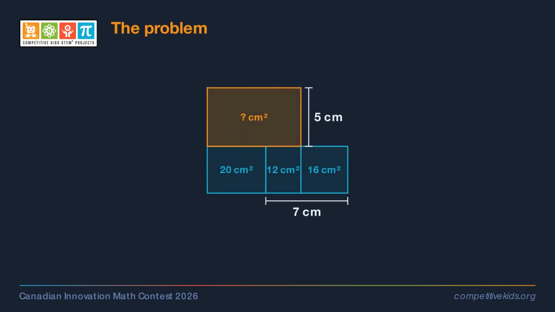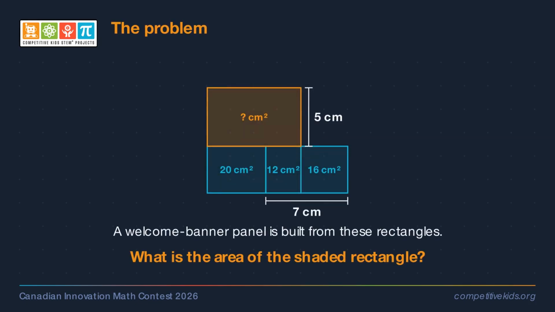A welcome banner has 3 rectangles in a row at the bottom. Their areas are 20, 12, and 16 square centimeters. They all share the same height.